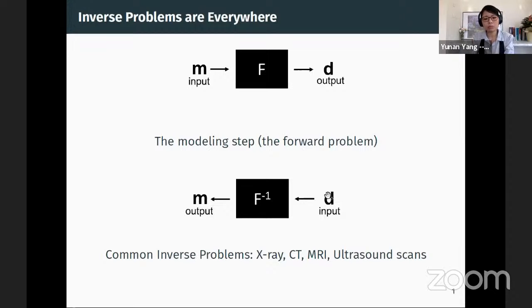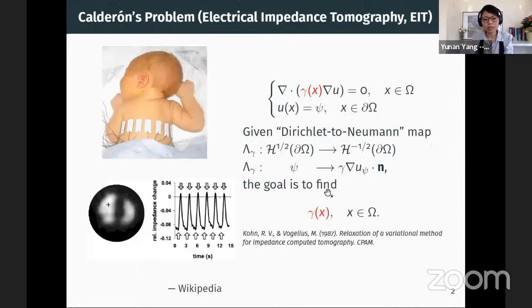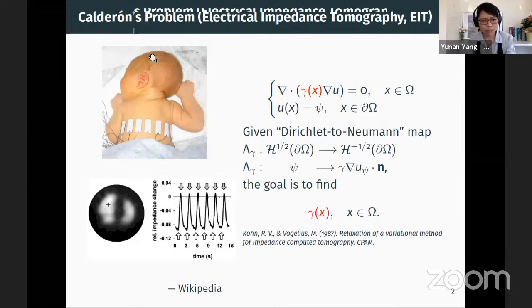And nowadays, more and more problems we start to think about, for example, Boltzmann equation-based inversion. Here I just want to describe some inverse problem as one example. This is what I call the most classical inverse problem. It's called Calderón's problem. The forward modeling is this elliptic PDE, and the parameter we are interested in is this conductivity gamma.